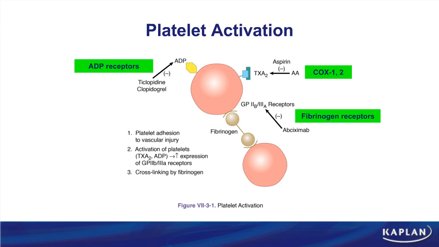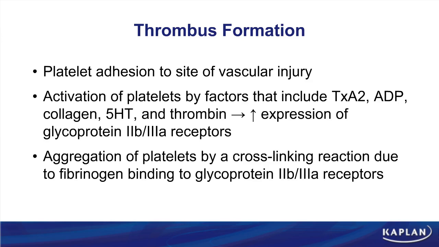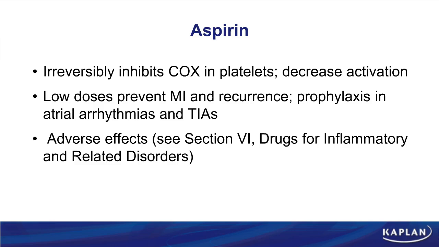The text does a nice job of summarizing what we just discussed in the figure regarding thrombus formation. Remember the different factors that are going to cause platelet aggregation? Think about the ways that we can use drugs to stop those different actions. Aspirin is our most popular antiplatelet drug.